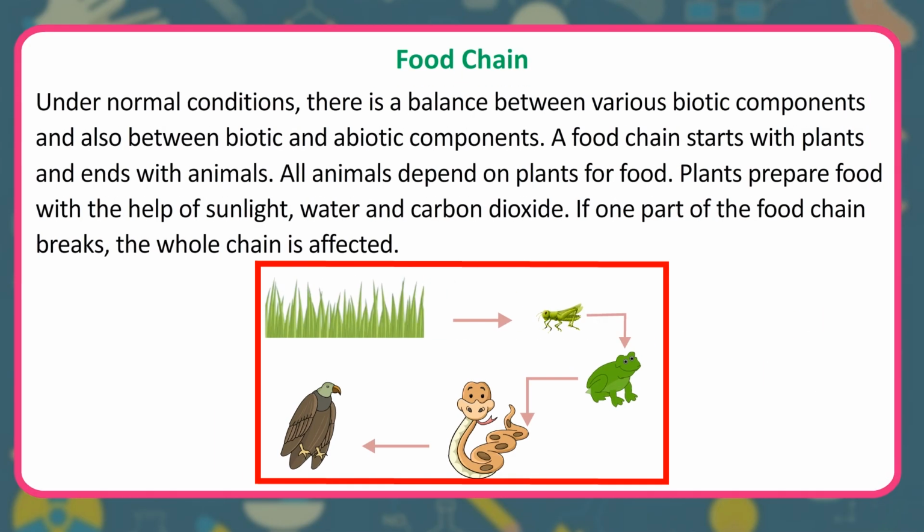Food chain. Under normal conditions, there is a balance between various biotic components and also between biotic and abiotic components. A food chain starts with plants and ends with animals. All animals depend on plants for food. Plants prepare food with the help of sunlight, water and carbon dioxide. If one part of the food chain breaks, the whole chain is affected.